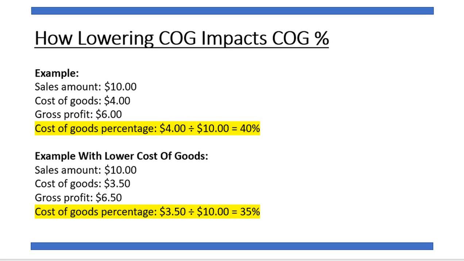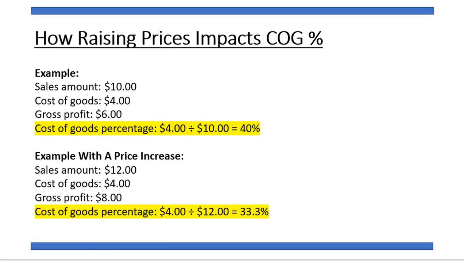Here are some examples of both of those, and then I want to step you through how much that impacts it. In this example, we're going to lower the cost of goods to try to improve our gross profit percentage. In the initial example, the numbers are the same as what we just covered: you sell the product for $10 and it costs you 4 to make it, so your cost of goods is 40%. Watch what happens though if we can reduce that to $3.50 instead of $4, we automatically start lowering the cost of goods percentage, which is a good thing.